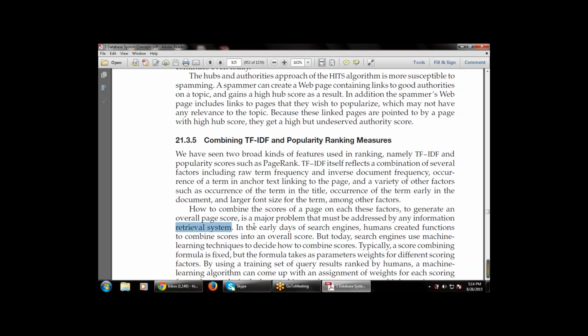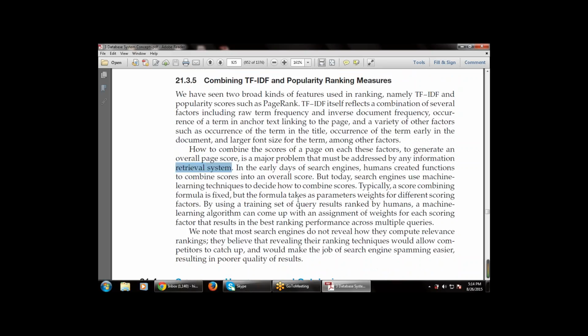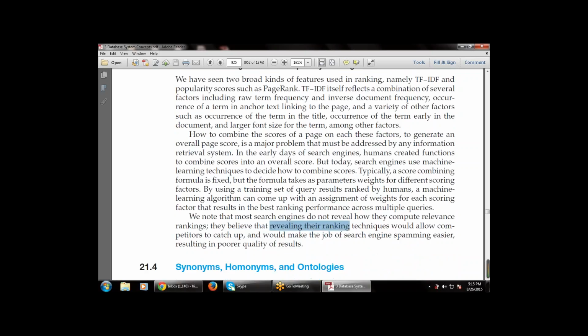But today, search engines use machine learning techniques to decide how to combine the scores. Typically, the score combining formula is fixed, but the formula takes parameter weights for different scoring factors. We note that most search engines do not reveal how they compute the relevance ranking.